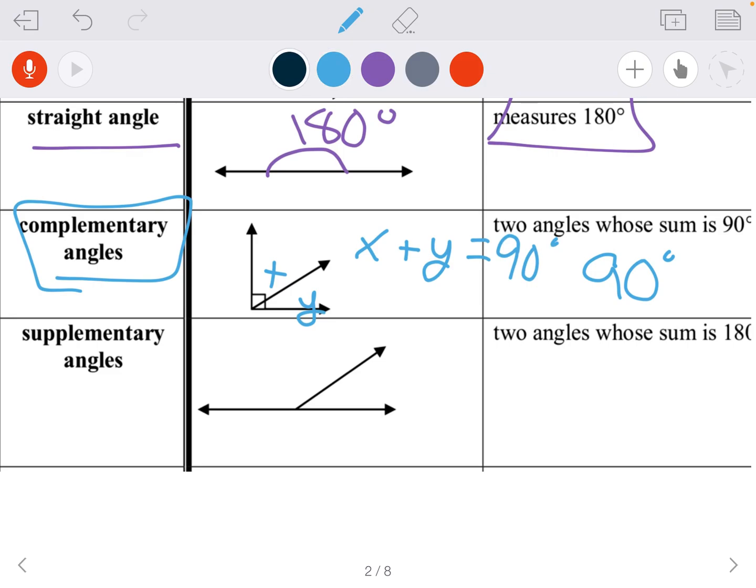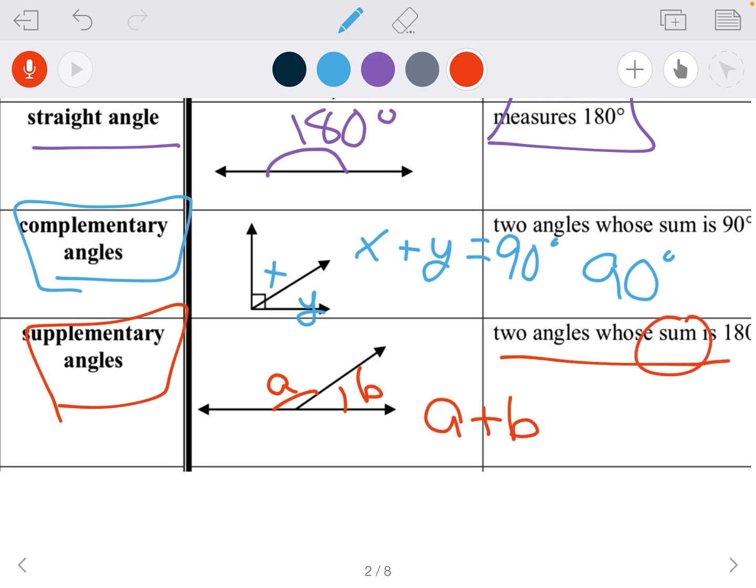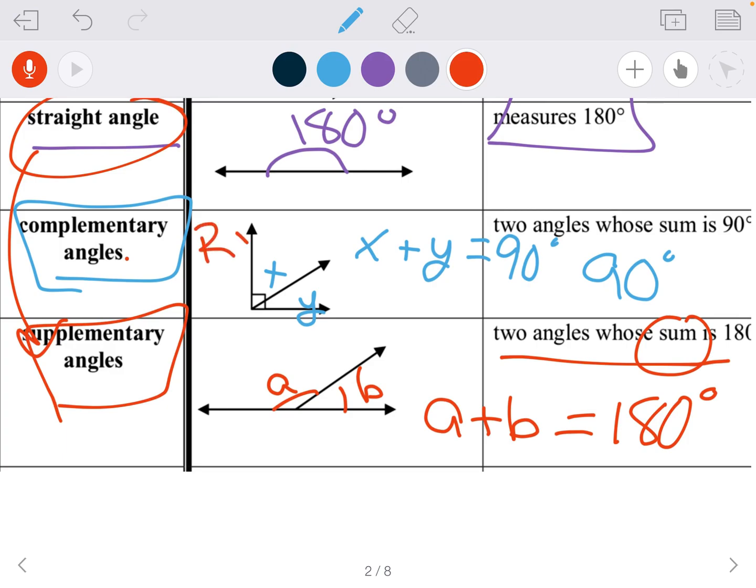And then finally, supplementary angles. Supplementary angles, so I'll say that this angle is A, this angle is B, and if I add the two, if I have A and I add the measure of B, it has to equal 180 degrees. So straight line and supplementary are both 180 degrees. That's your magic number. Complementary, you need to think is like a right angle. When you add them up, it has to equal 90 degrees.